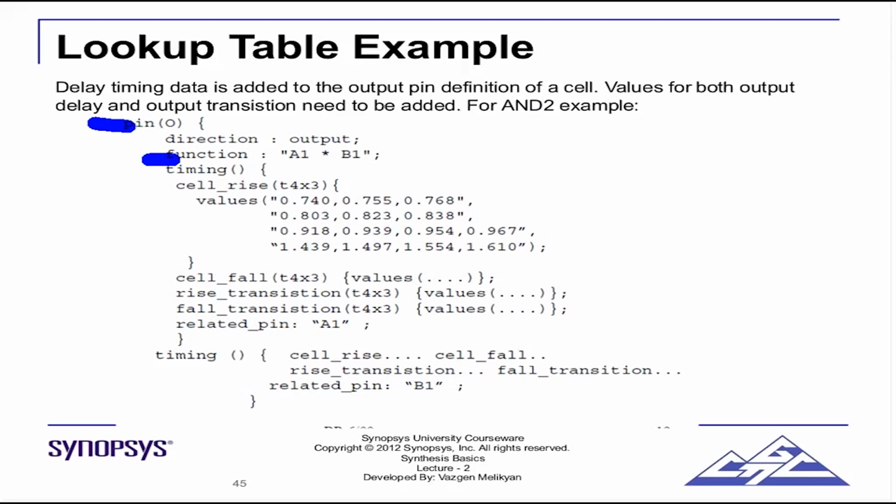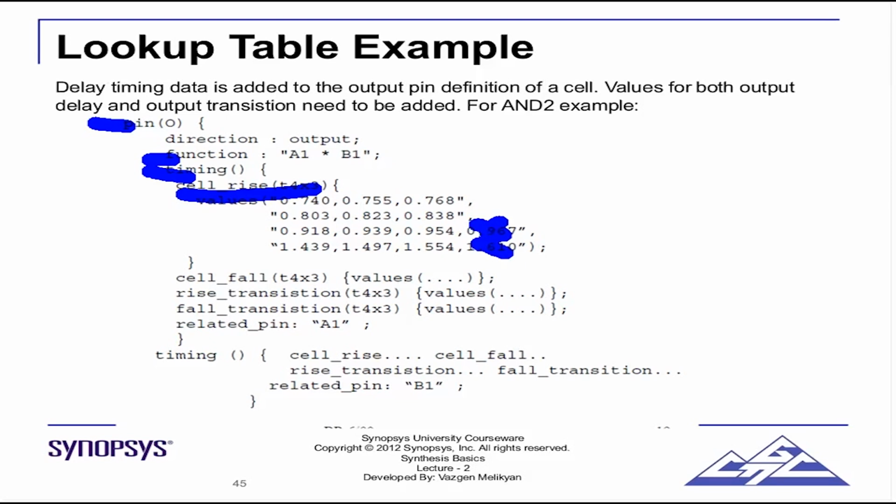This defines the function, and now the timing construct starts. And you have a table here. Now this table here has 12 values: 1, 2, 3, 4, 5, 6, 7, 8, 9, 10, 11. I'm not sure, this is some typo here. This should be till 12. These values should not be here.